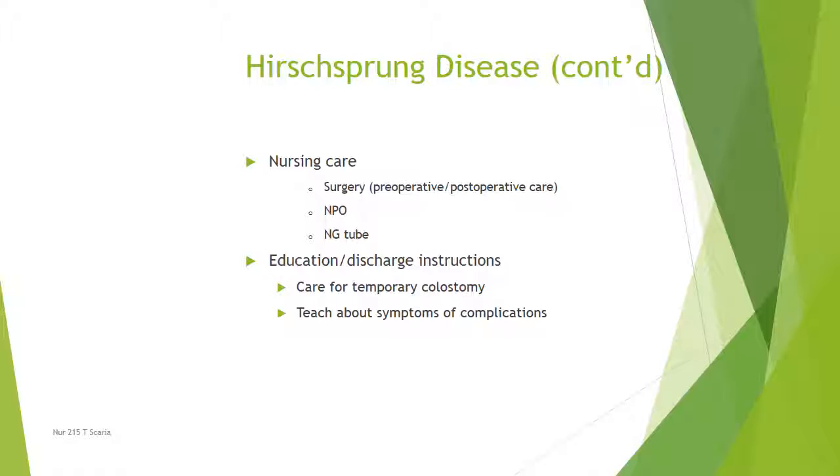So the nursing care includes preoperative and postoperative care. Keep the child NPO, and in the later postoperative period, feed by nasogastric tube. Education and discharge instructions include care of the temporary colostomy, because there will be a colostomy first, then after some time they will do the pull-through procedure and connect the bowel back. So the parents need to know the care of the temporary colostomy and be taught about symptoms of complications. And that is about this week's topic, and thank you for listening.